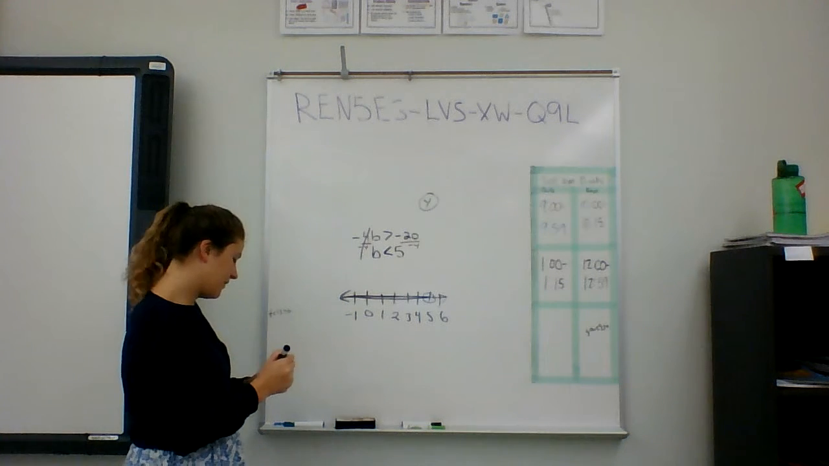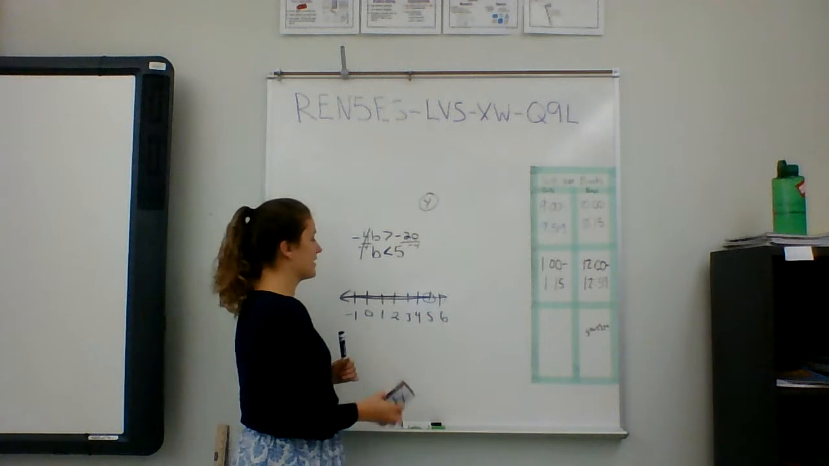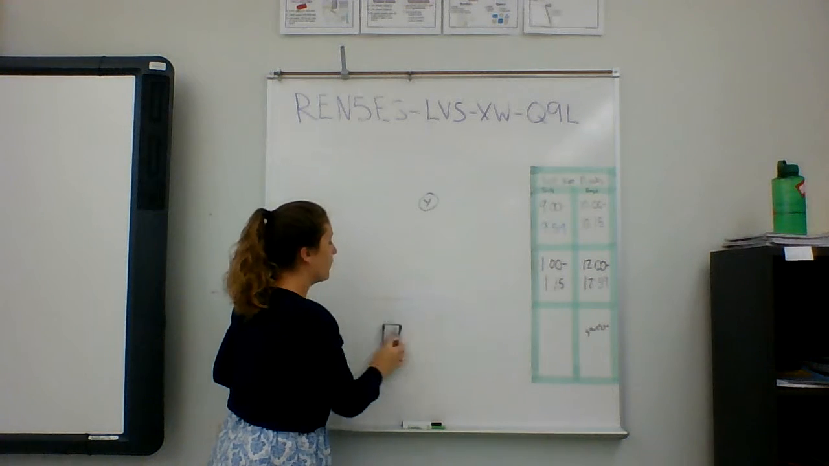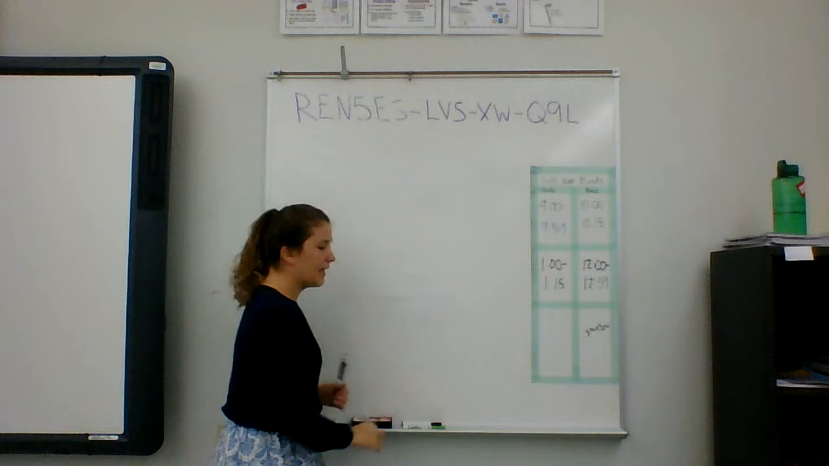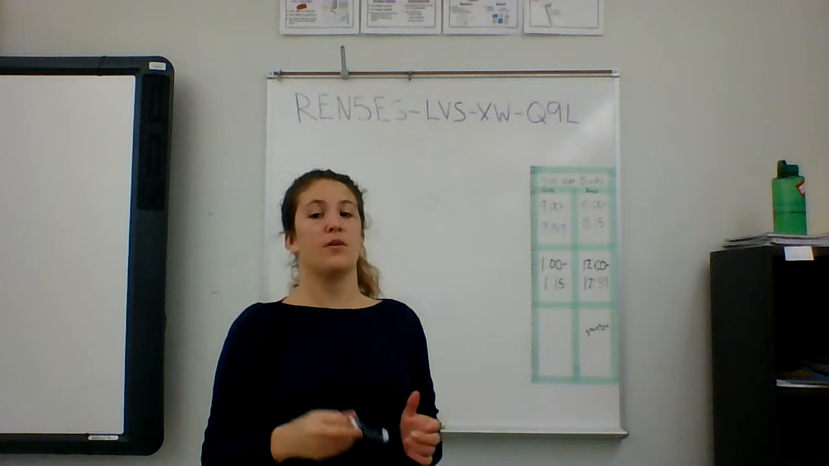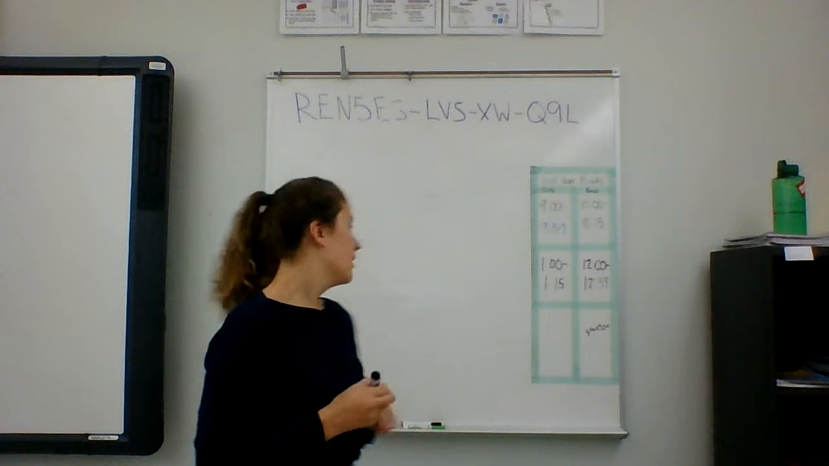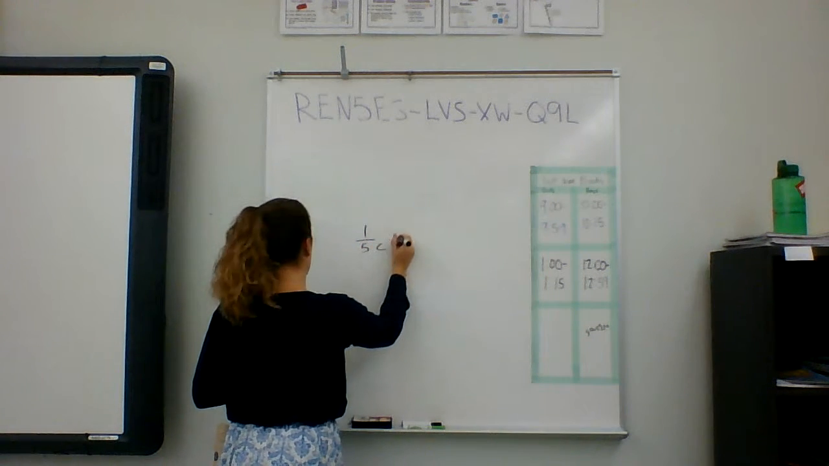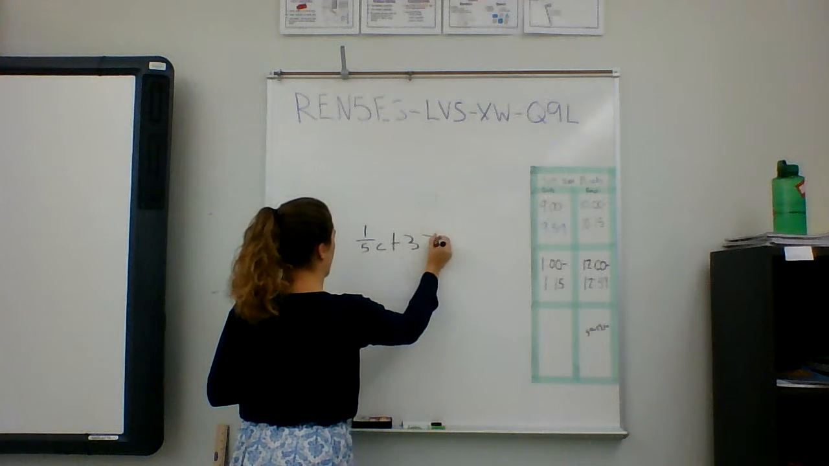Hit pause on this video right now. I want you to try the next example. It's a similar problem to the one that we just did. Remember, if there is a negative number that has a coefficient, meaning in front of the variable, then you will flip the sign. The next example is 1/5 c plus 3 is greater than 6.